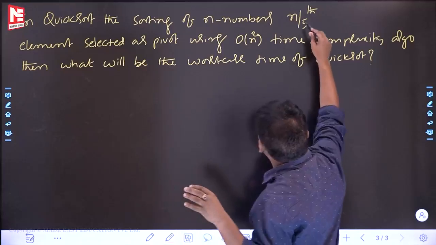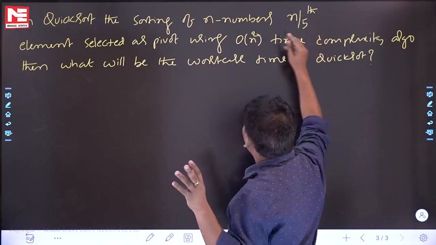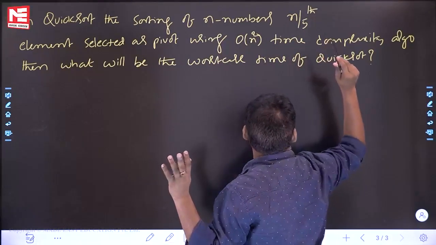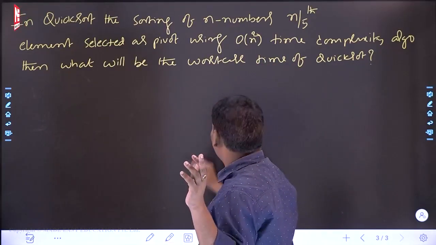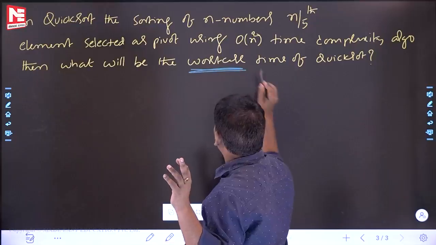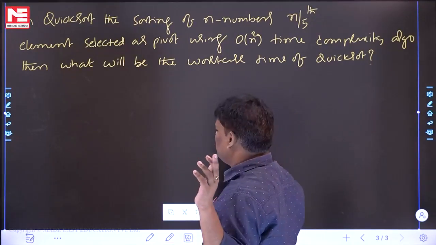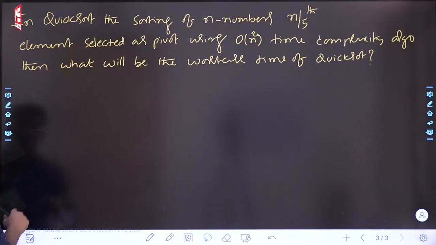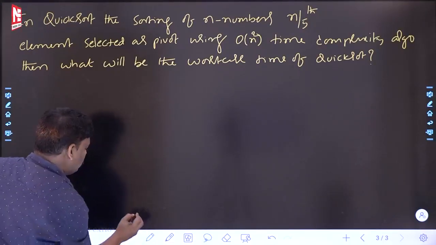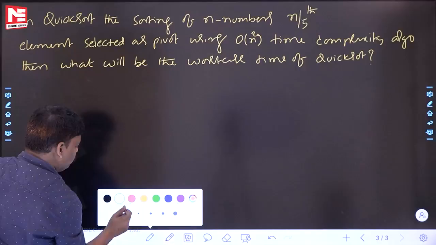Which element is selected as a pivot? The n by fifth element is selected as a pivot element using an order of n square time complexity algorithm. Then what will be the worst case time complexity of quicksort? See, worst case is what is being asked. Now see this, I will give the answer. Please see.